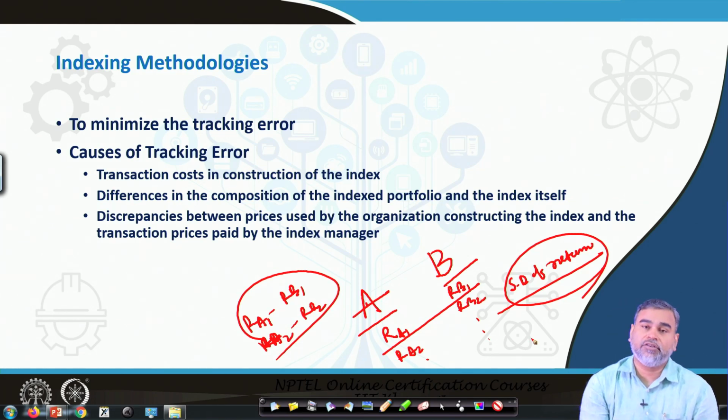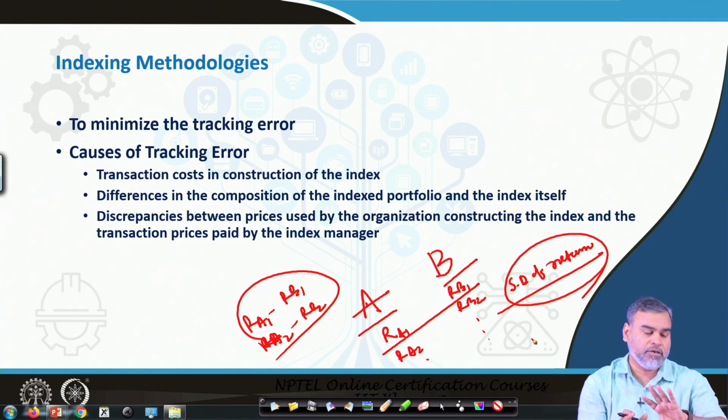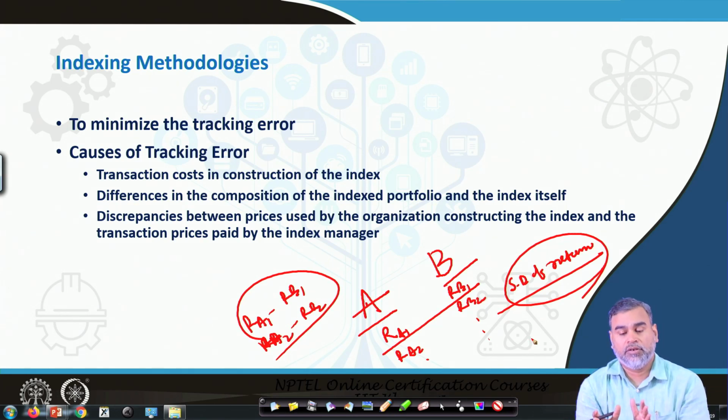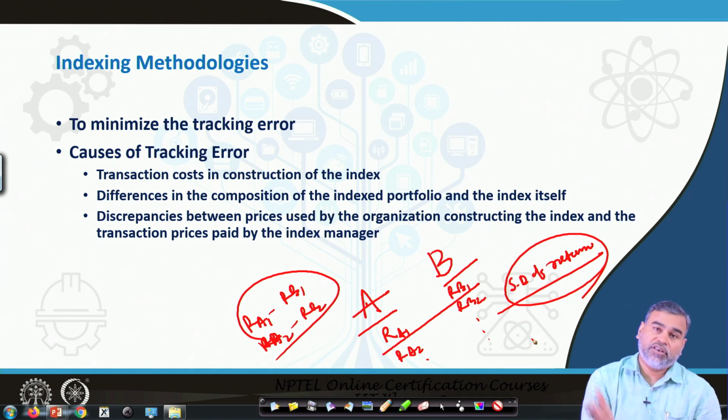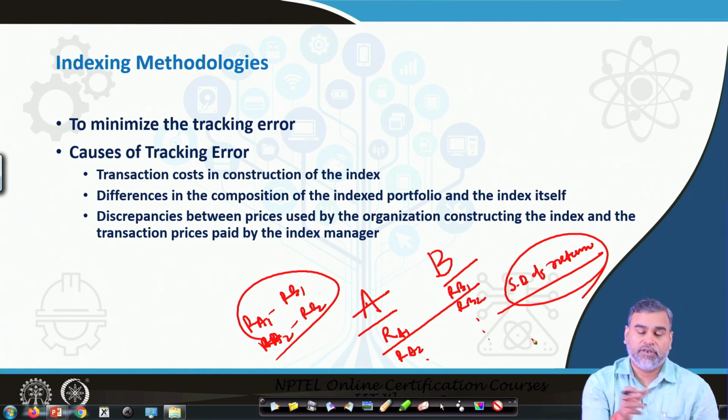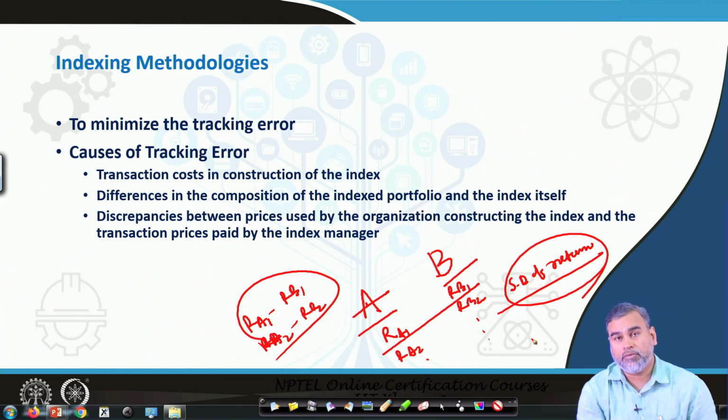So, the major factors causing this particular error are your transaction cost, the composition of the portfolio in different time periods, because we are not rebalancing on a regular basis, as well as the different kinds of events which may occur within this particular investment horizon, which are not reflected in the index value but are reflected in your portfolio.